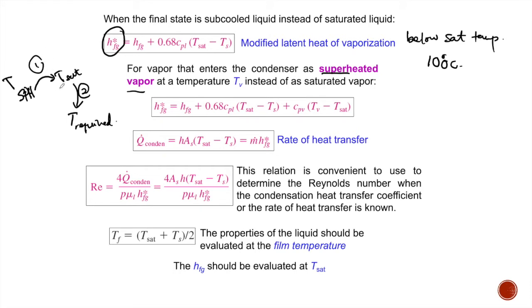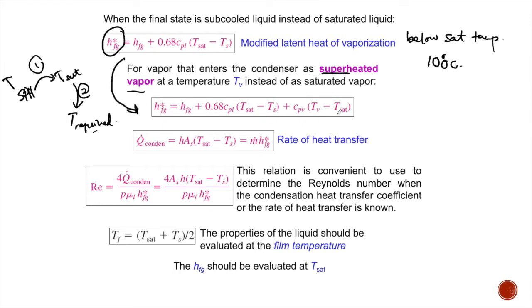And what will happen here is we have another hfg for the superheated vapor. This is saturated vapor, and this is superheated vapor. To reduce the superheated vapor to T required, you have to reduce to T saturation first, and then from T saturation it will reduce to T required. T required is normally the T surface of the solid. So now we will modify the latent heat of vaporization, this latent heat of vaporization hfg, to this one.